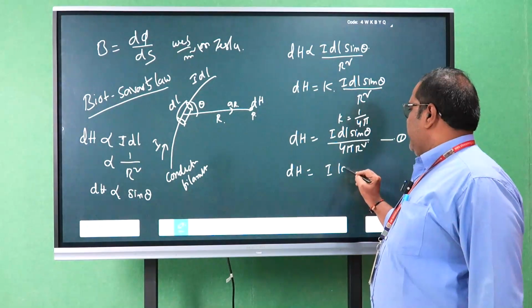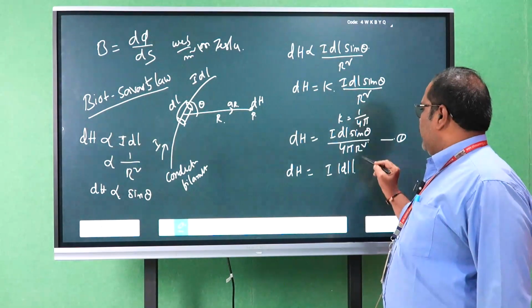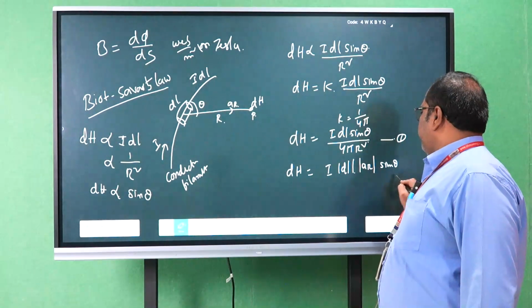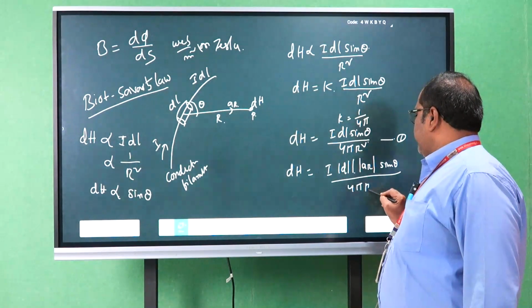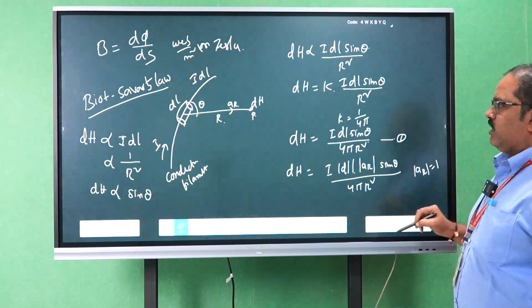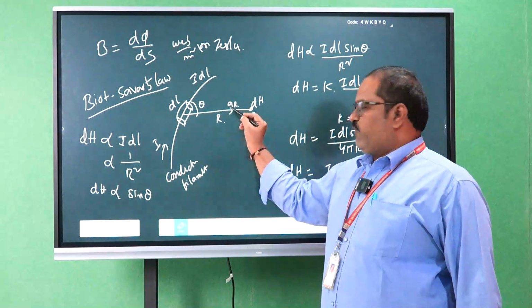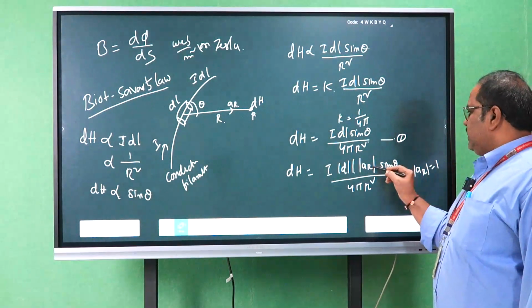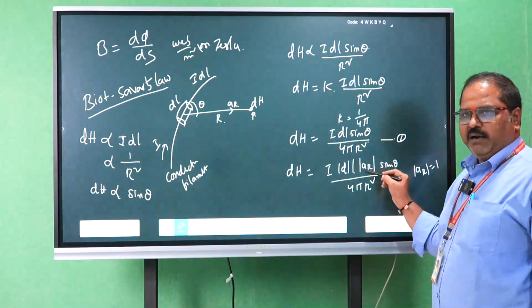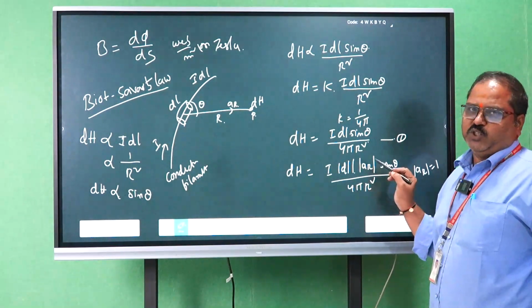Therefore, I, magnitude of dl, magnitude of ar and sin theta by 4 pi r square. The magnitude of ar, the unit vector, is unity. Therefore, ar is equal to 1, and we replace it with the magnitude of ar. Therefore, dl magnitude, ar magnitude, sin theta by 4 pi r square.